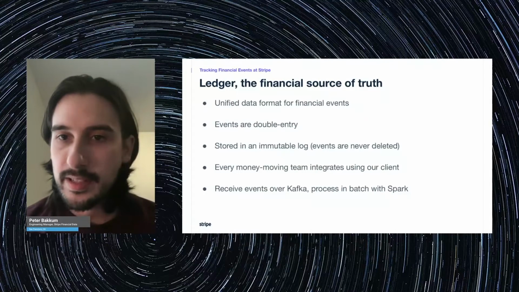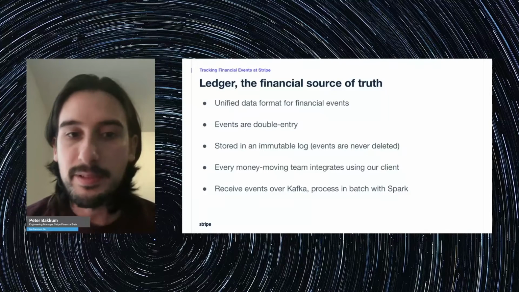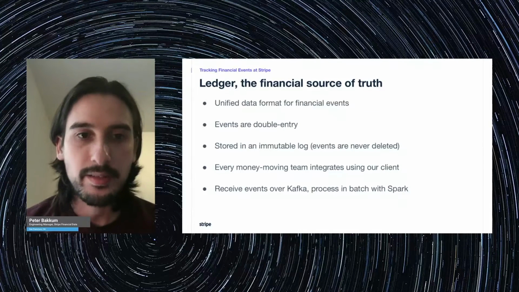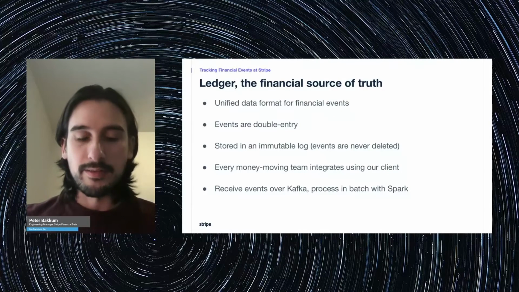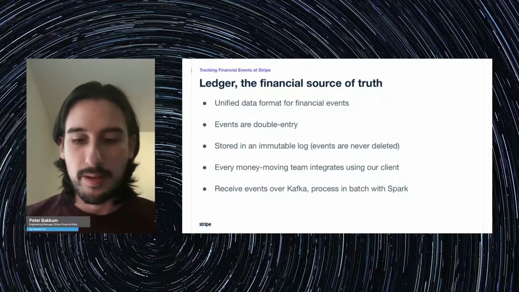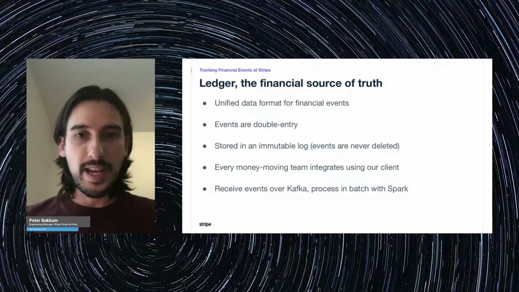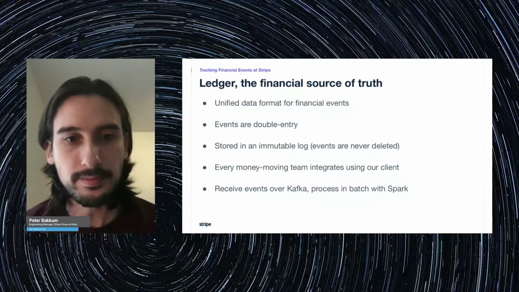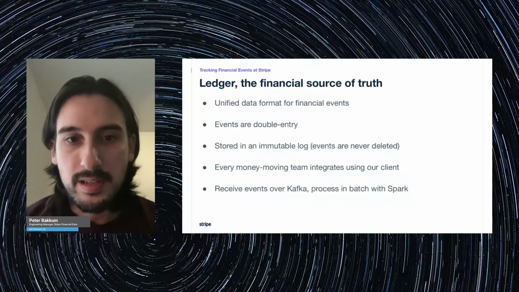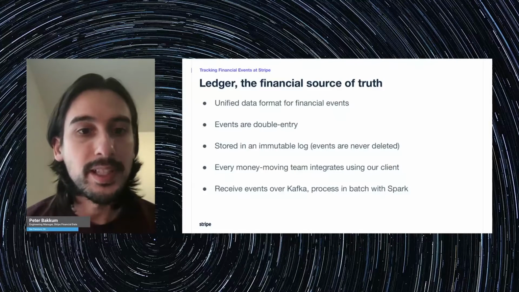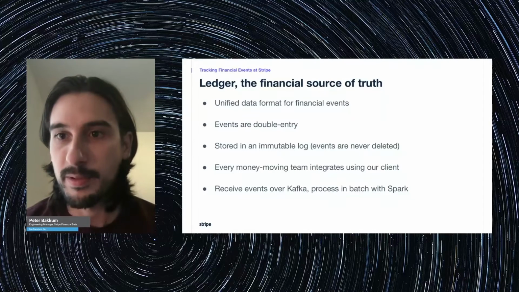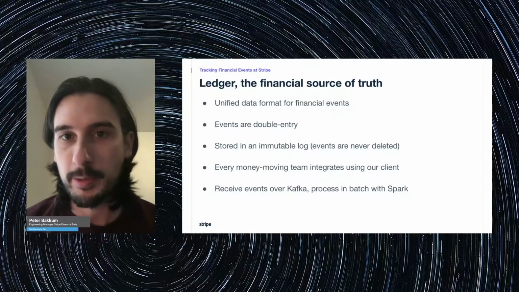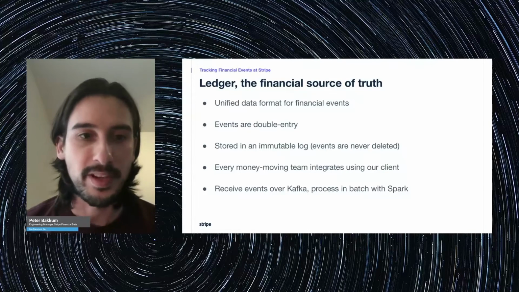The schema is slightly interesting. It's a double entry schema, meaning that for every event, we are logging an A and a B, meaning we're saying there's impact to A and there's impact to B. And I'll talk more about this in a second. The events are stored in an immutable log, meaning events are never deleted. So this is critical for our reproducibility and audit requirements. We need to know that any query we've run in the past can be reproduced faithfully in the future.